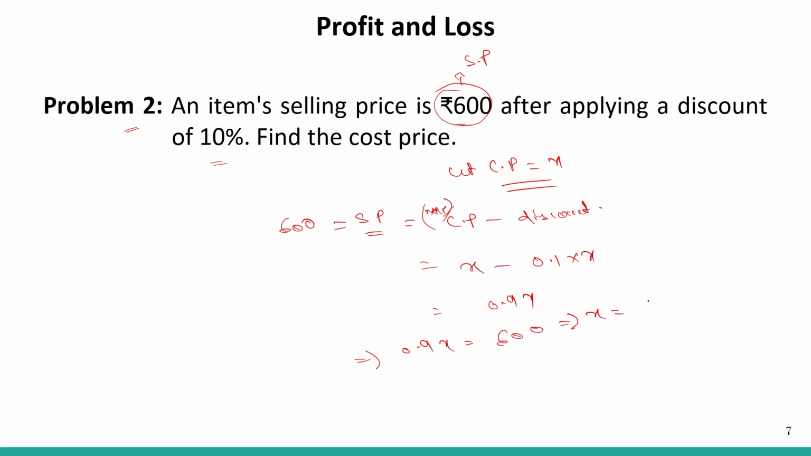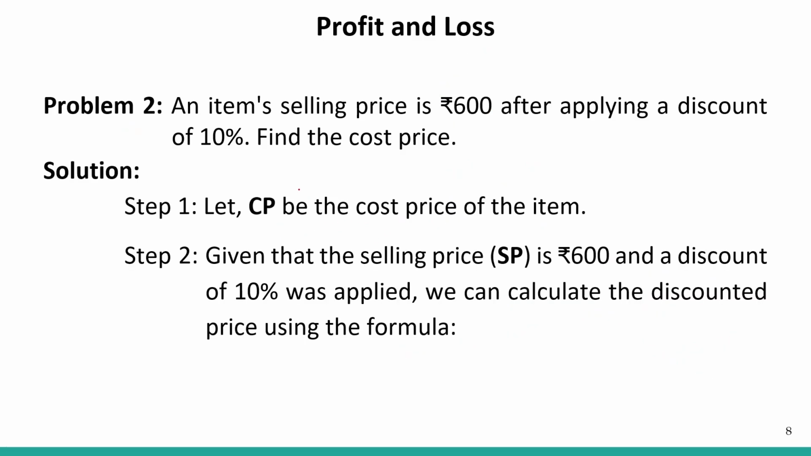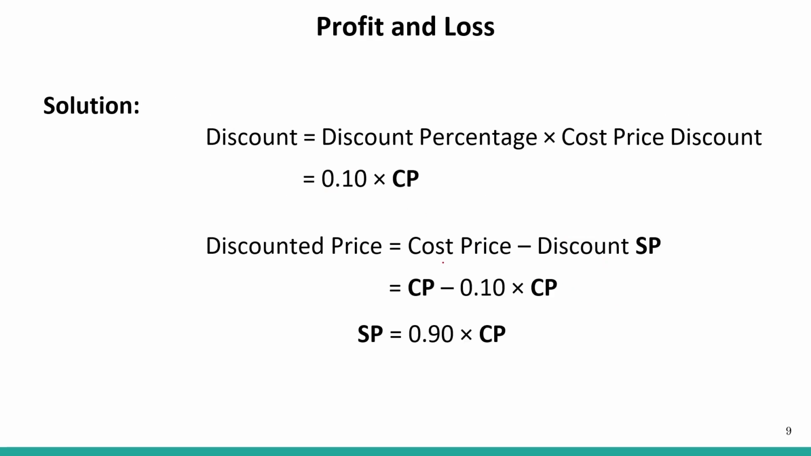So this implies that X will be equal to 600 into 100 whole by 9, right? So this will be 200 by 3, and 200 by 3 into 100 will be equal to 20,000 by 3. So this is the cost price of that item. Given that the selling price SP is this much and a 10% discount was applied, the discounted price is equal to the cost price minus the discount, that is the selling price.